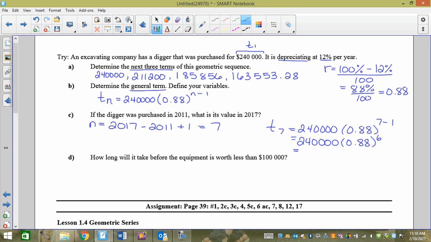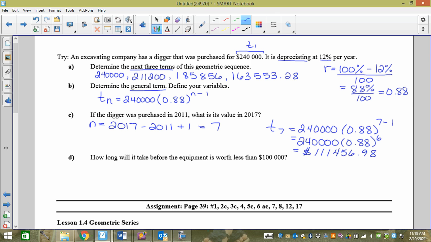Which is 111,456.98. So 2017, that's what it's worth. How long will it take for the equipment to be worth less than 100,000?